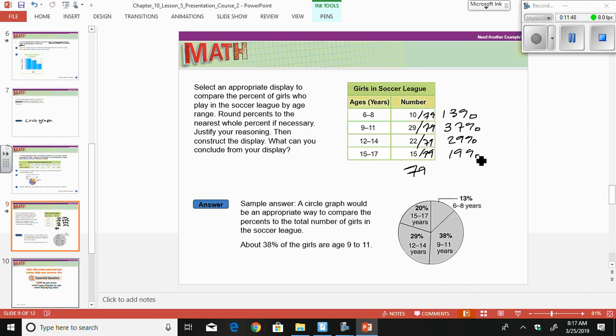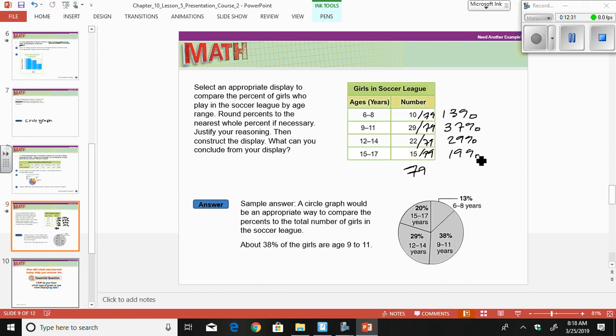Okay, so 19 plus 29 plus 37 plus 13 is 98. Sometimes it's just because of how you round, like 13.1 went to 13%. Let me see, 22 divided by 79 again, because that's the one that they have different. They took it up to 29%. And then 15 divided by 79, they said is 19%, which they took up to 20%. So they're going to be a little different. It's fine. And you can do approximate here.